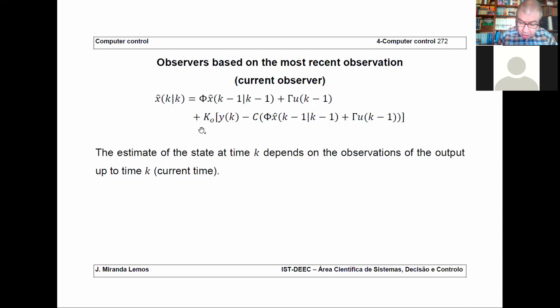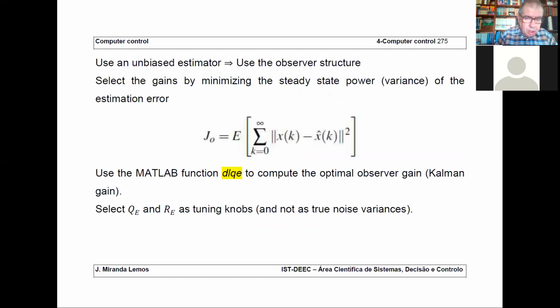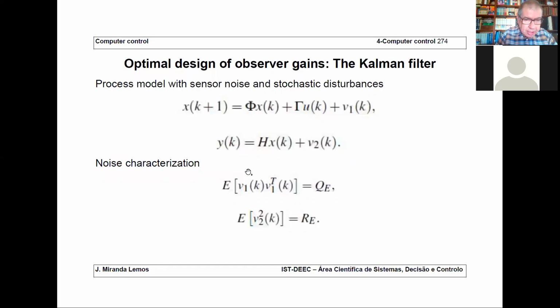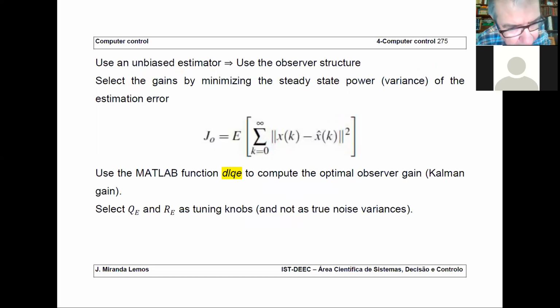Okay, you have to design KO. I'm not going to give the expressions. This is the Kalman filter, and you can compute KO using the MATLAB function DLQE. Don't forget the D, because LQE is the Kalman filter in continuous time, and DLQE is the Kalman filter in discrete time. So if you know QE and RE, so if you know these noise variances, you can compute the gains such that this happens.